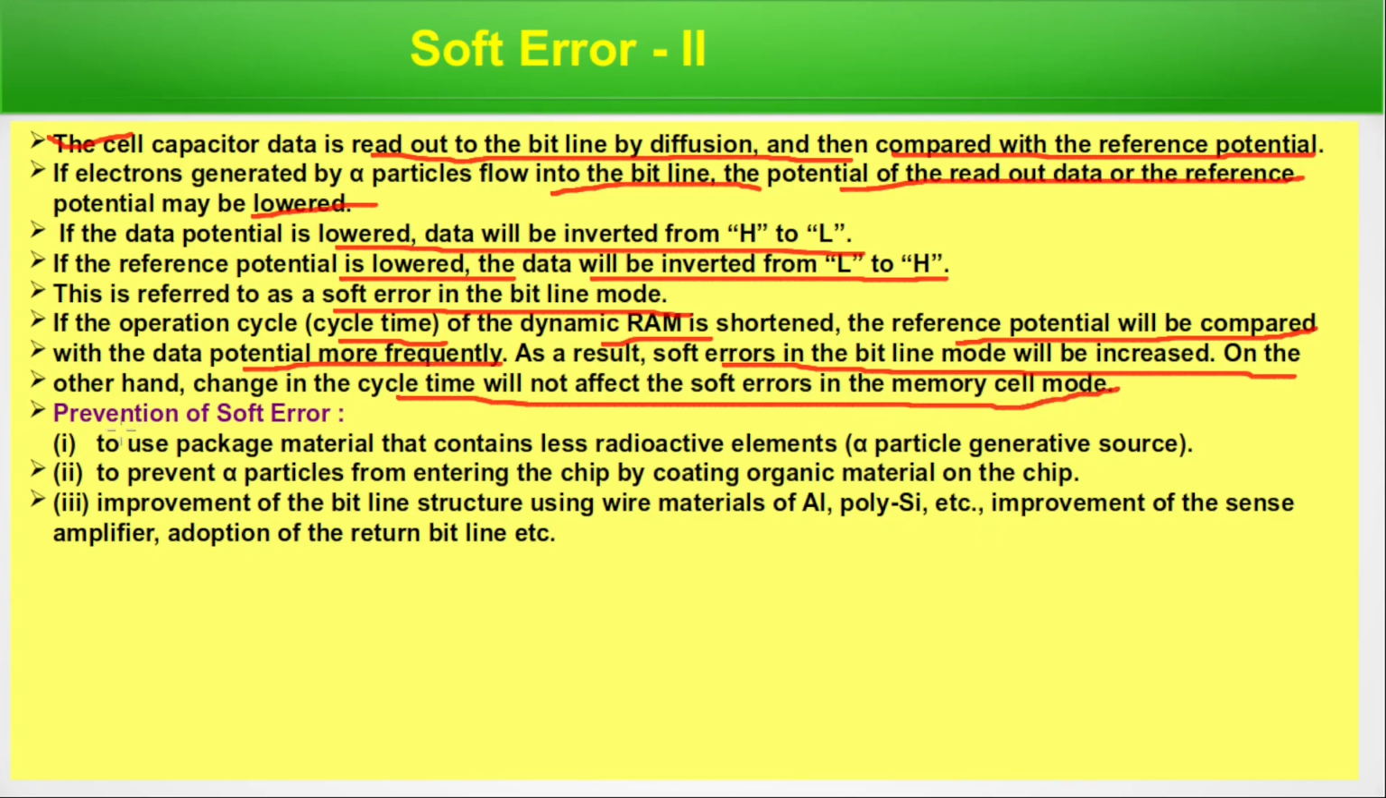Now, prevention of soft error: use package material that contains less radioactive elements, which are alpha particle generative sources. If we use a package material which has less radioactive elements, that will solve the issue. To prevent alpha particles from entering the chip, coat organic material on the chip so that they cannot enter. Improve the bit line structure using wire materials of aluminum, polysilicon, etc. Improve the sense amplifier, adopt a return bit line, etc. These are methods to prevent soft error. We are done on soft error. We will move to the next slide.